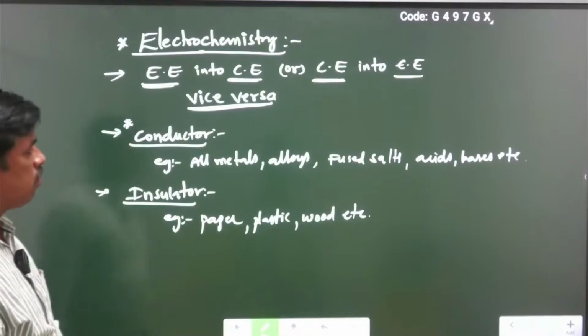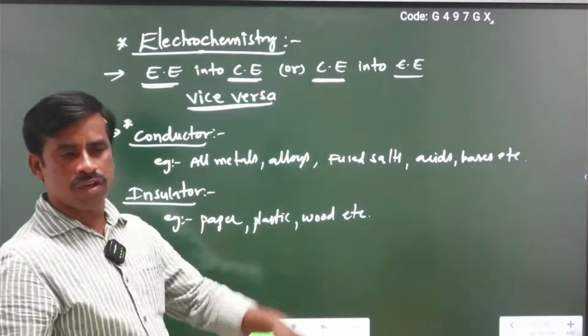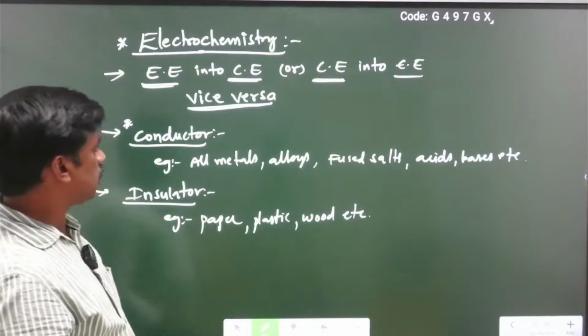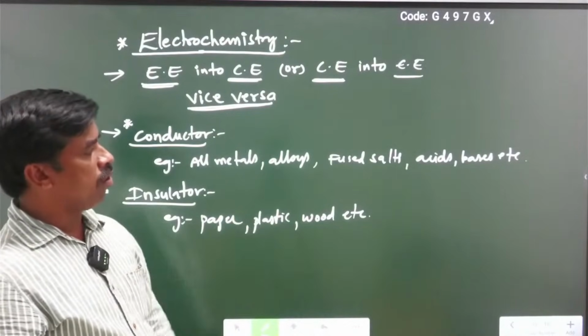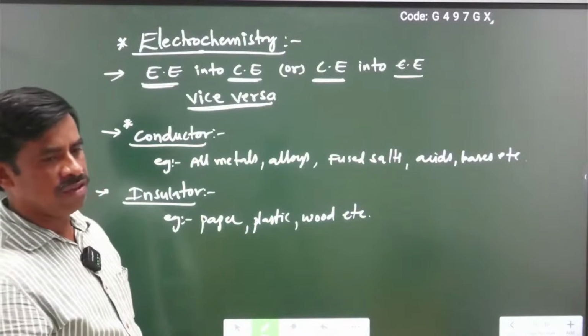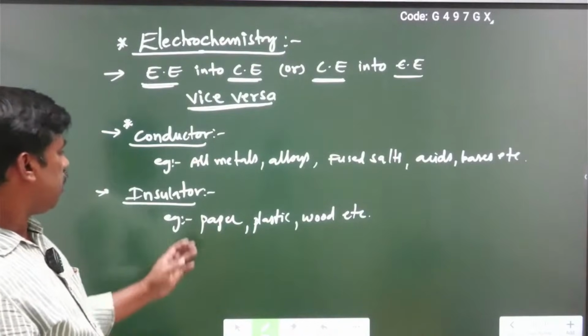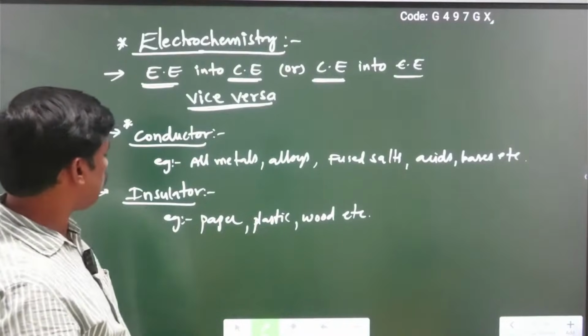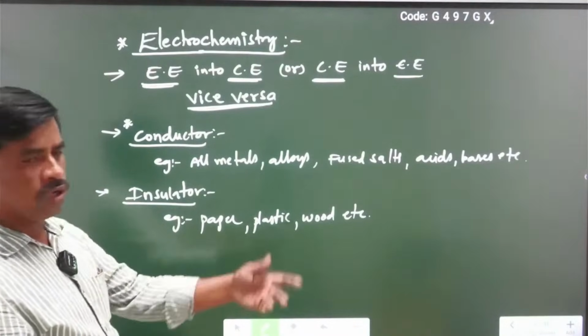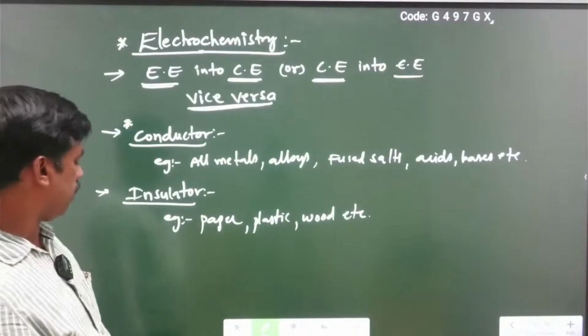Give an example. A substance which allows the passage of an electric current through it is called what? Conductor. All metals, alloys (alloys means mixtures of metals), fused salts, acids, bases, etc. An insulator means a substance which does not allow the passage of an electric current. Paper, plastic, wood, etc. are stated as insulators.